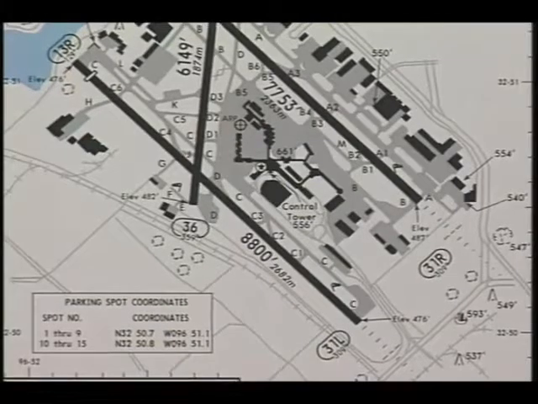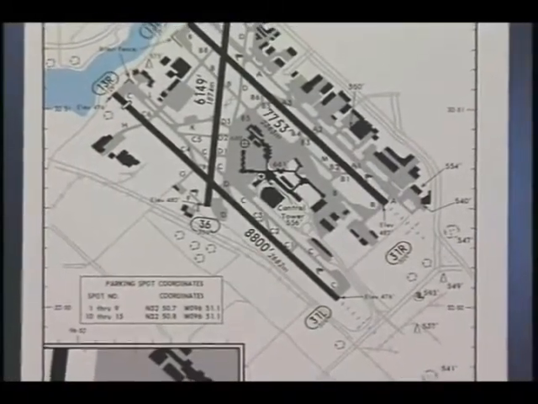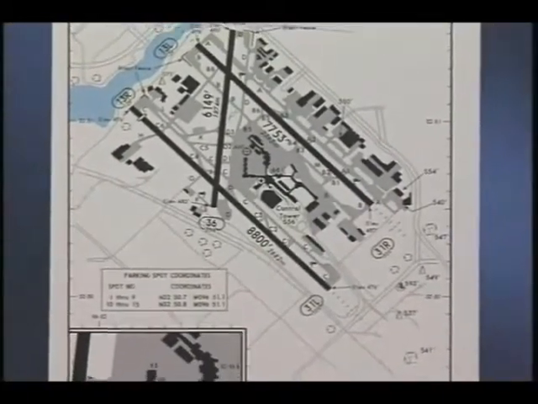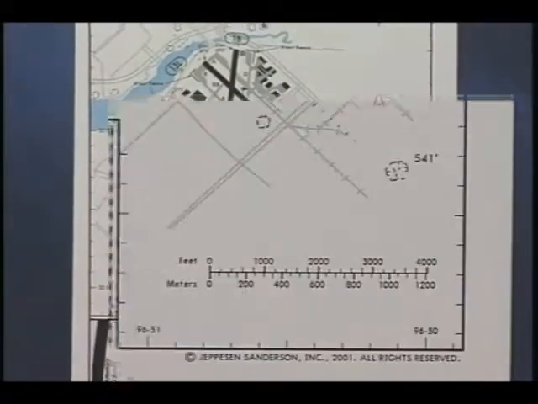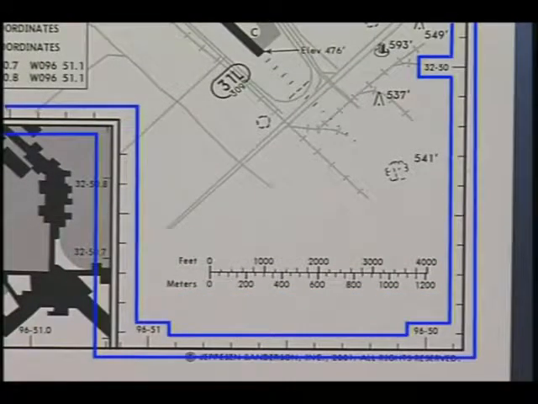The plan view on the airport chart depicts a diagram of the airport, including the runways, taxiways, and buildings. The scale of the charts varies, so a bar scale is provided to indicate diagram dimensions. Longitude and latitude tick marks are printed along the 4 sides of the plan view. This helps you determine your exact location if your aircraft is equipped with a lat-long-based navigation system.